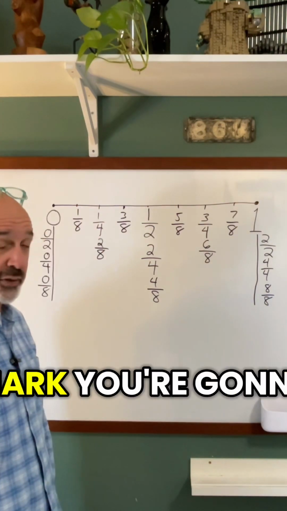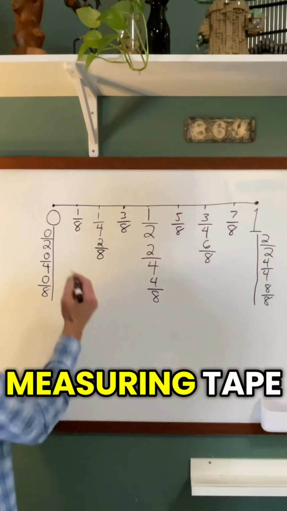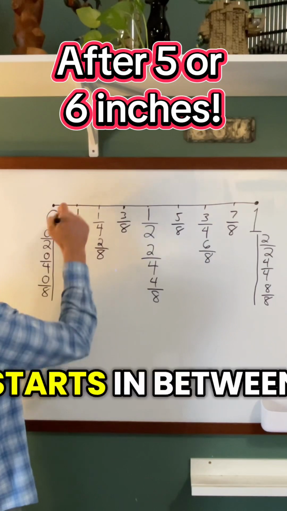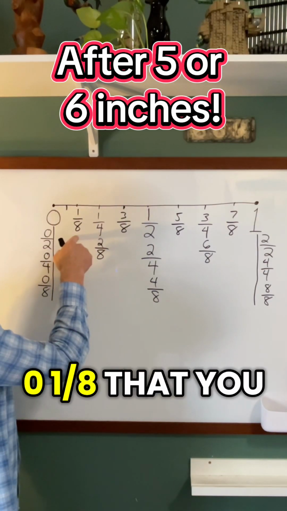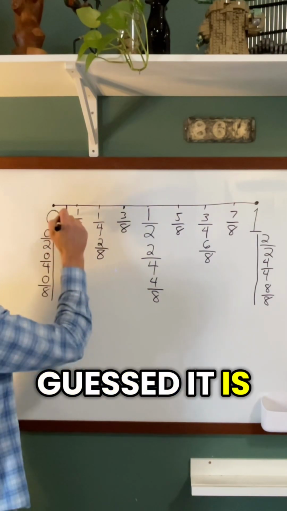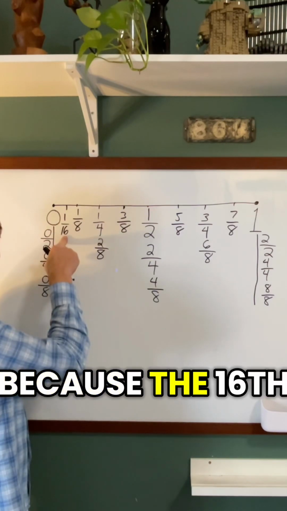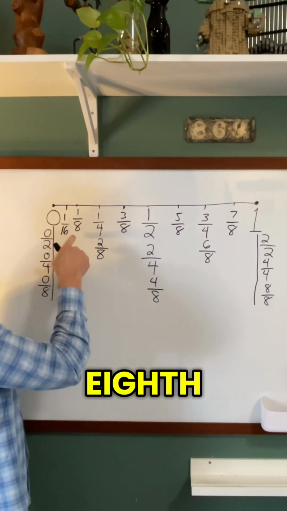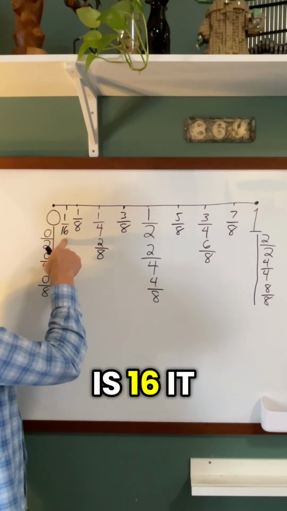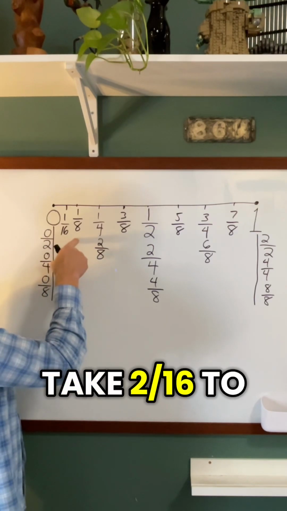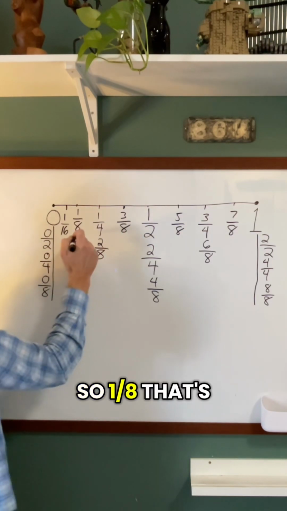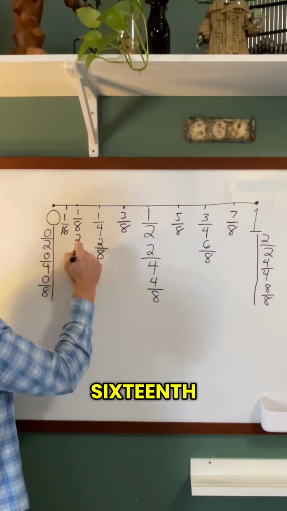Now the smallest mark you're going to see on your measuring tape starts in between 0 and 1/8. That, you guessed it, is 1/16, because a 16th is half the size of an 1/8. 8 times 2 is 16. It takes 2/16 to make 1/8. So 1/8 is equivalent to 2/16.